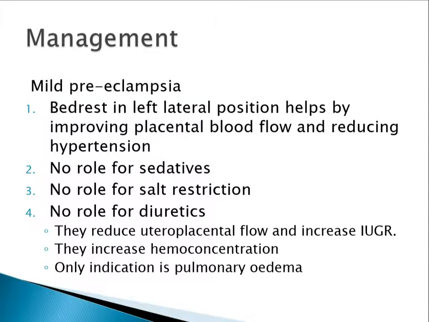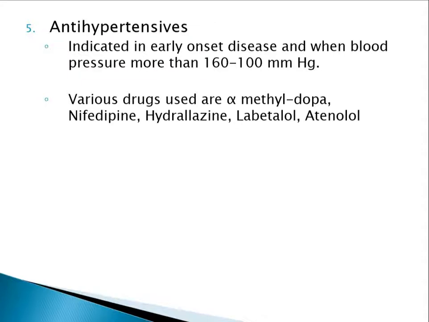Yes, so this is all in the mild cases of preeclampsia. And do you give antihypertensives in mild cases? Usually, they are not indicated in all cases. Only when severe hypertension is there, when the blood pressure is more than 160 by 100 millimeters of mercury, then we give antihypertensives. Usually, just simple treatment will reduce the hypertension or at least keep it under control.